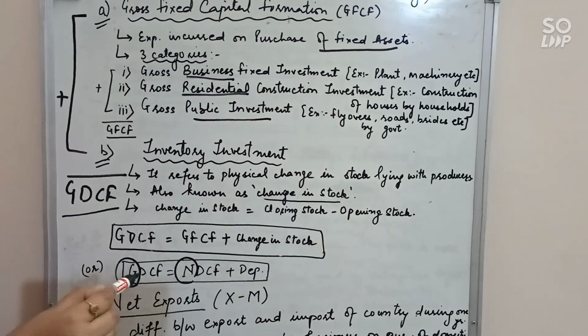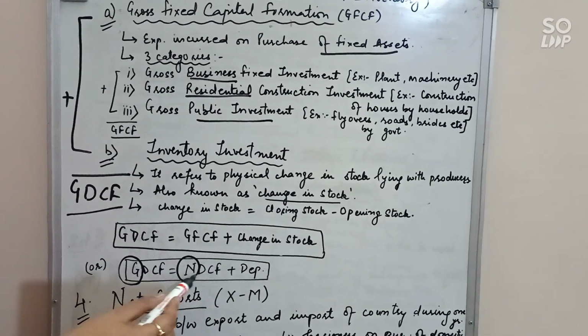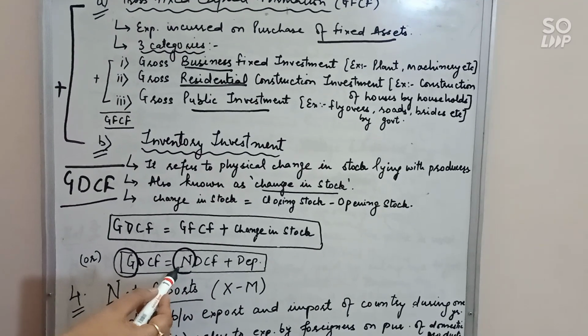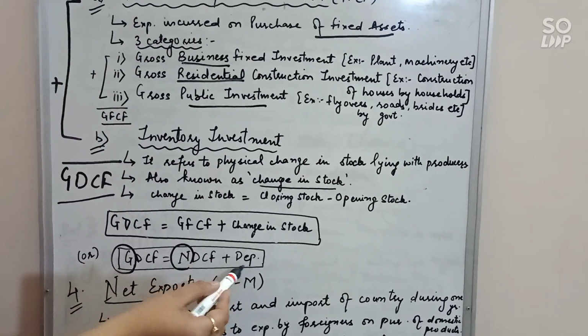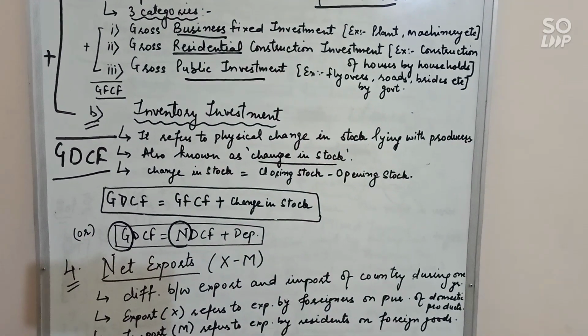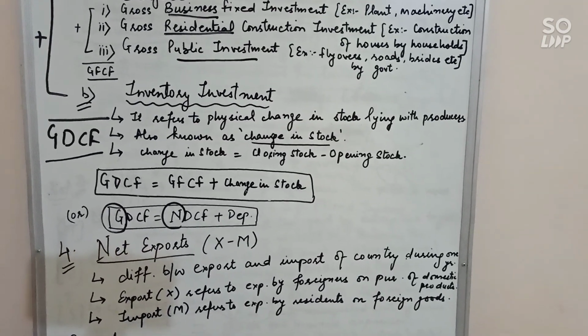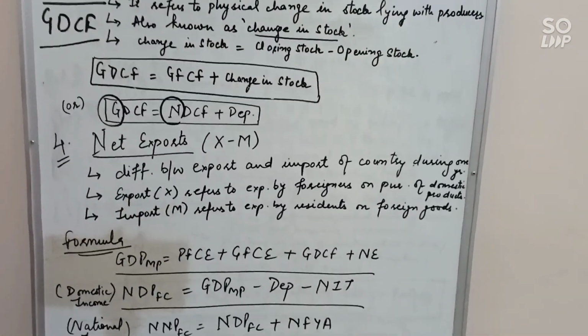The difference is net and gross. So we know how to convert net into gross. If we have net, we will add depreciation. So if NDCF is given, you will just add depreciation. Now we have GDCF, gross domestic capital formation. Clear third point? Now the last point is net exports.